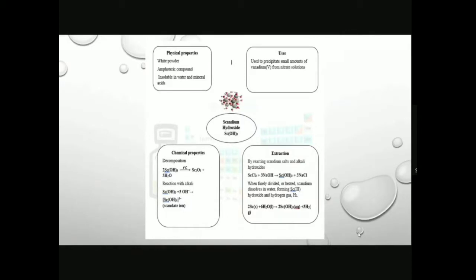The thermal decomposition of scandium trihydroxide produces scandium trioxide and water. This reaction takes place at a temperature of over 460 degrees Celsius. Besides that, scandium hydroxide reacts with alkali to produce scandium ion. We can extract scandium hydroxide by reacting scandium salts with alkali hydroxides. For example, scandium trichloride reacts with sodium hydroxide to produce scandium hydroxide and sodium chloride. Other than that, we can produce scandium hydroxide by dissolving scandium in water, forming scandium hydroxide and hydrogen gas.